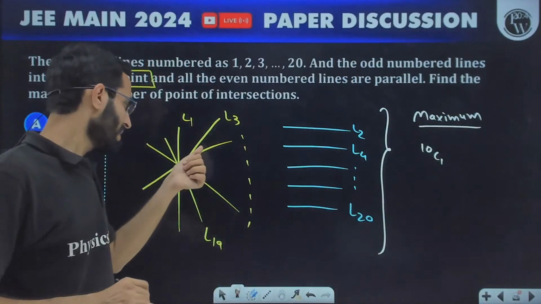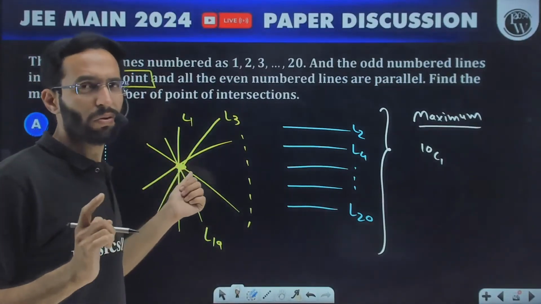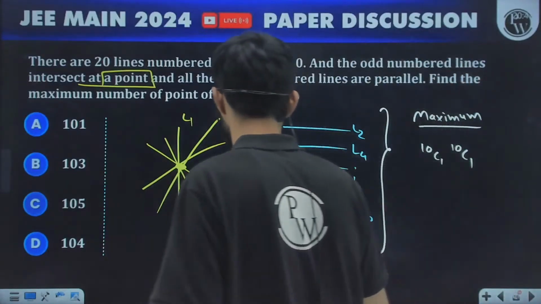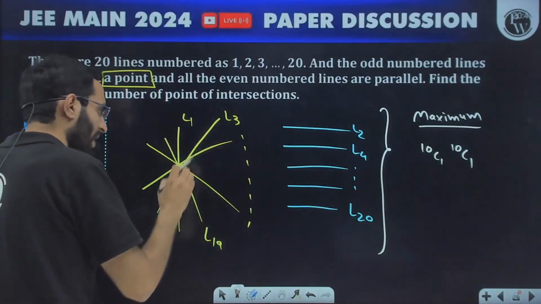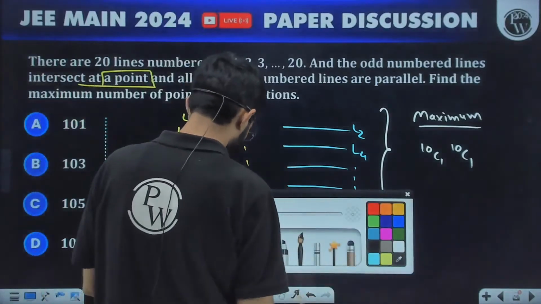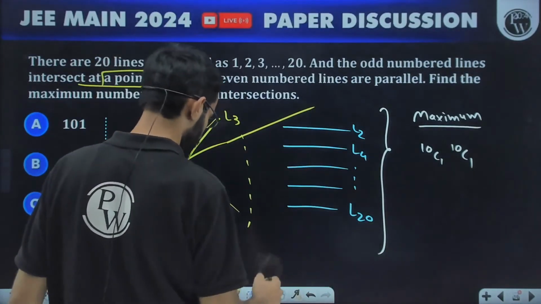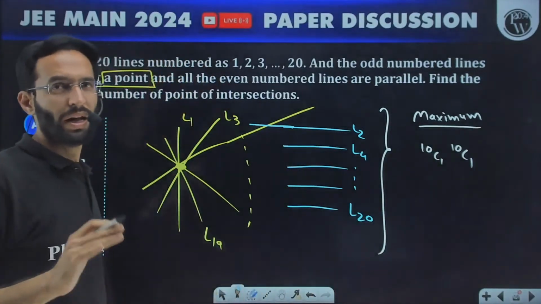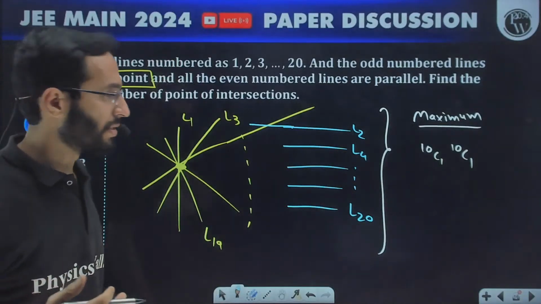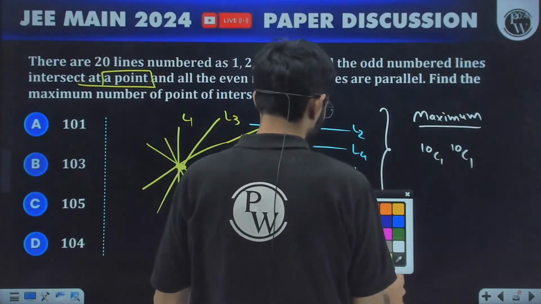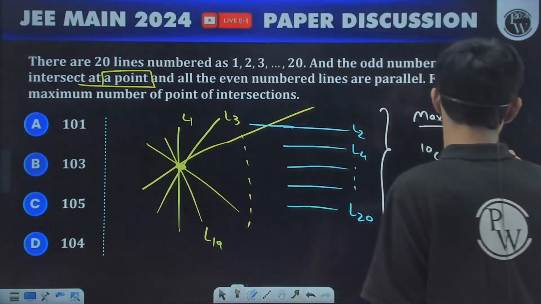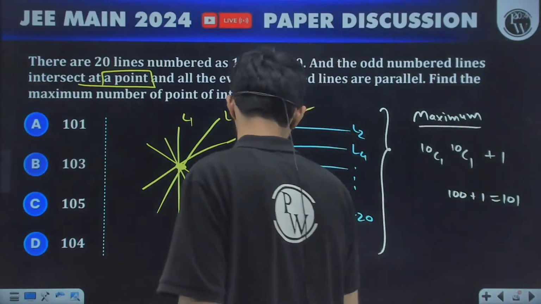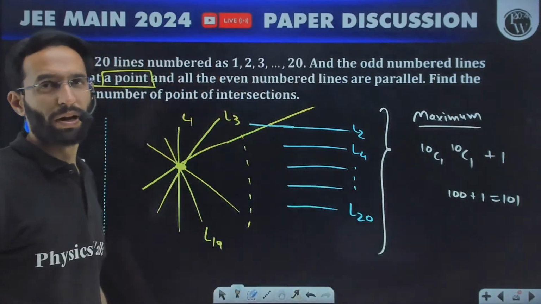Because this line is already intersecting with one line at one point only. If I take another line from the remaining 10C1 lines, that means I am taking one line from here and one line from here, so I can have one point of intersection over here. Check please. This I am taking as the maximum number of cases, so this will give us 100 and this one is although different. So the final answer will be 1 not. This is the maximum number of cases. Hope you are getting my point, right?